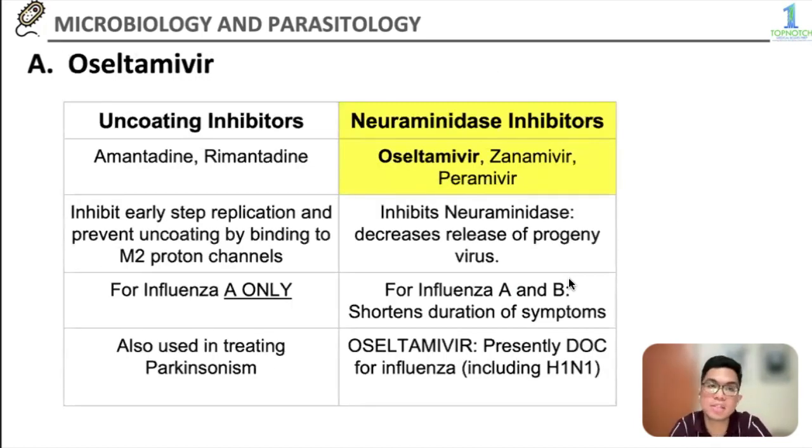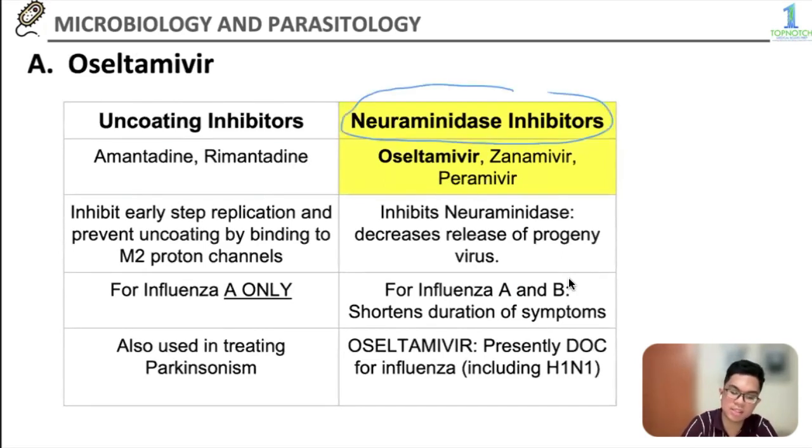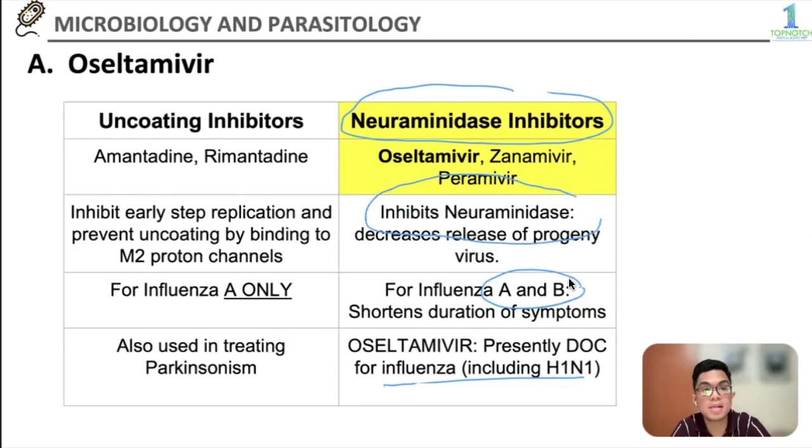So there are two medications for influenza. So your neuraminidase inhibitors, usually this is the drug of choice for influenzas A and B. So it inhibits release of your progeny by inhibiting the neuraminidase. Whereas your uncoating inhibitors like amantadine inhibits early step replication by preventing uncoating. It's for influenza A only. Okay? So thank you for listening. That was for MicroPack.